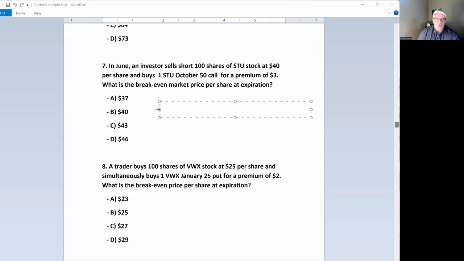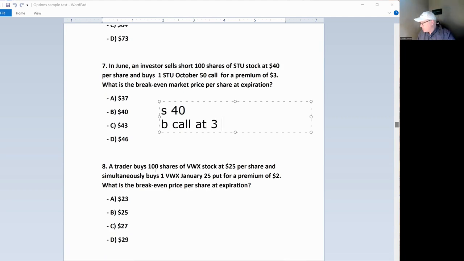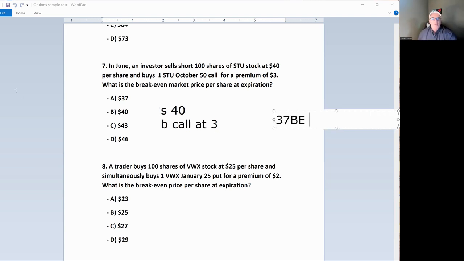Number 7, shorting, selling at 40. And then we're buying a call at 3. It's stock plus or minus premium. So it's 40 plus or minus 3. Since it's a buy and a sell, I'm going to subtract. 37 is my break even. And since I'm short stock, bearish.